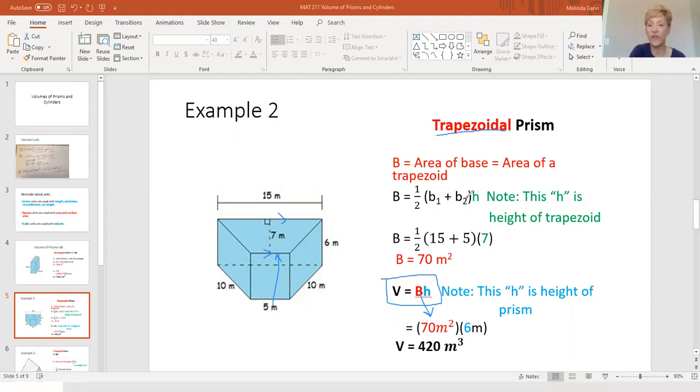That might be helpful to you on a test. This H in this form is the height of the trapezoid, and the H in this form is the height of the whole prism. So that's from trapezoid on the bottom to trapezoid on the top. How far apart are these trapezoids? Aren't they 6 meters apart? So that's why that height is 6 meters. And then 70 times 6 is 420. And then, of course, I end up with cubic because it's volume.